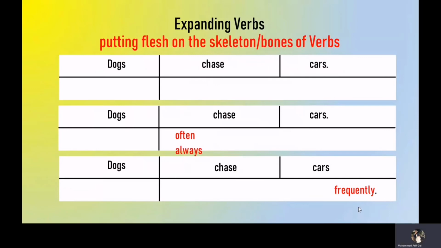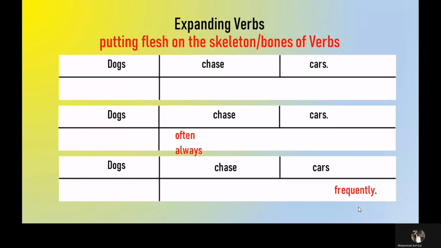We have the sentence, dogs chase cars. But we can expand verbs by saying that dogs often chase cars. Often is an adverb of frequency, and it comes before verbs. It will come before chase. Similarly, we can say that dogs always chase cars. Here, adverbs are coming before the verb.